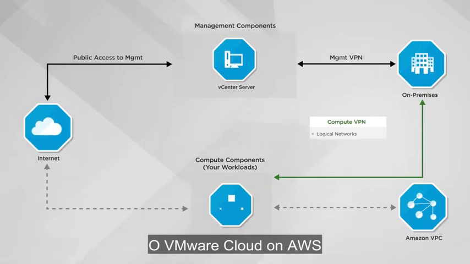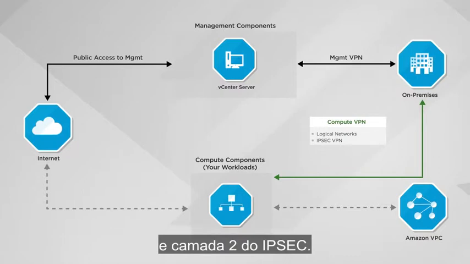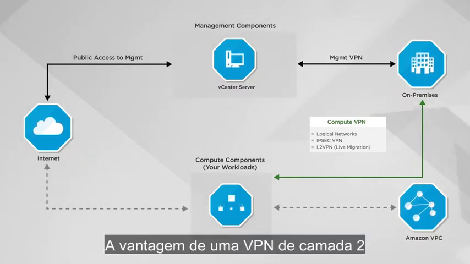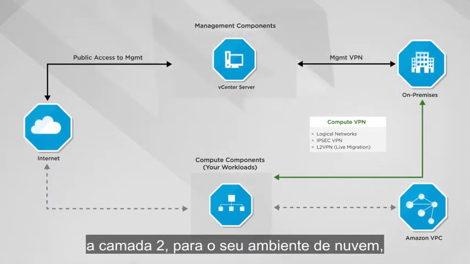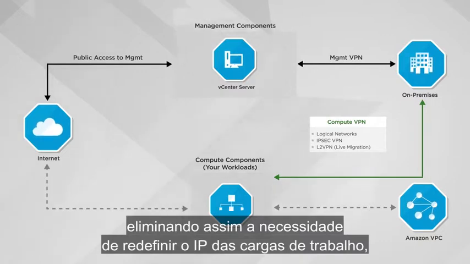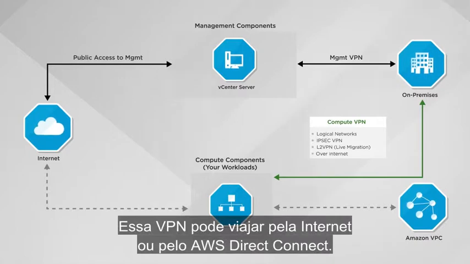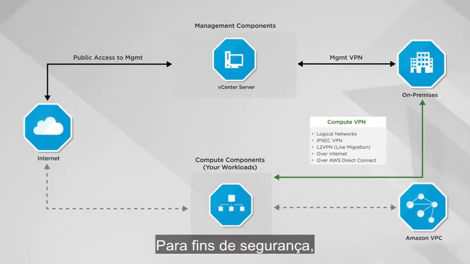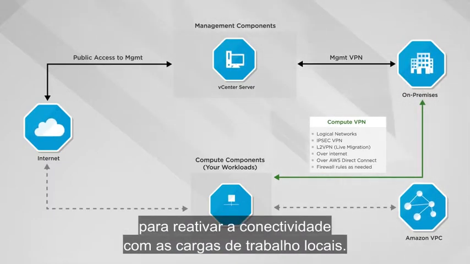VMware Cloud on AWS allows customers to leverage IPsec Layer 3 VPNs as well as Layer 2 VPNs. The advantage of a Layer 2 VPN is it enables you to stretch your on-premises data link layer, Layer 2, to your cloud environment, thus removing the need to re-IP workloads, which is required for live migrations with vMotion. This VPN can go over the internet or over AWS Direct Connect. For security purposes, you can once again create firewall rules as needed to enable that connectivity to on-premises workloads.